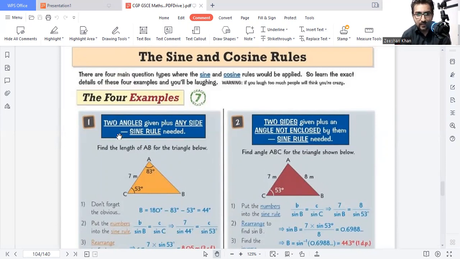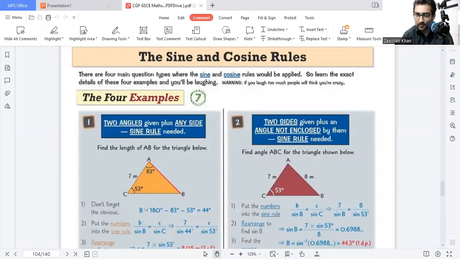Now, 2 angles are given plus any side is given. 2 angles are given and any one of the sides is given. You can see an example here. 2 angles, 83 and 53, both are given. One side is given. Now see the question. Find the length of AB for the triangle below. Now we need to find this length.